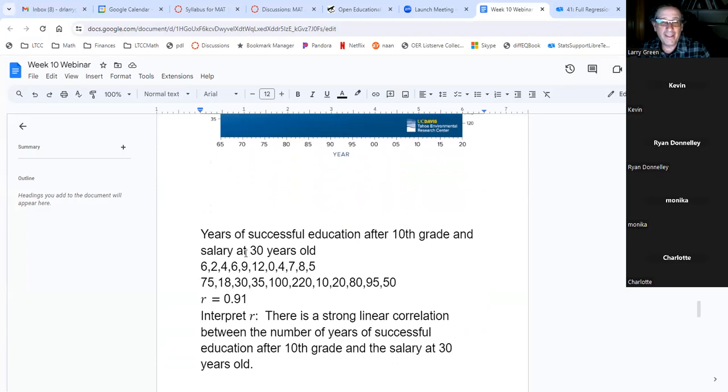So first thing, one more example, because we do have some time. Let's say you looked at the years of successful education after 10th grade and the salary at 30 years old. Do you think there'd be a correlation between those two numbers? What do you think?